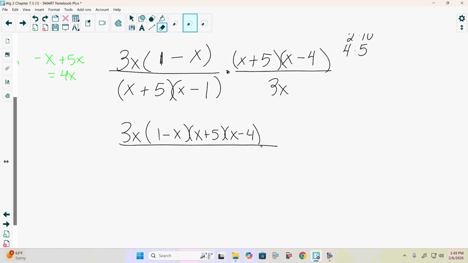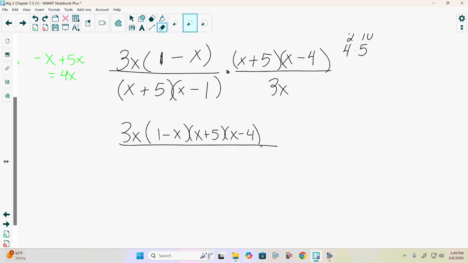Because x plus 5 times x minus 4 is going to be multiplied with our 1 minus x and 3x, so it's really 3x times 1 minus x times x plus 5 times x minus 4. We good with that part there? Yes? Now the bottom, all right guys, focus in, focus in.